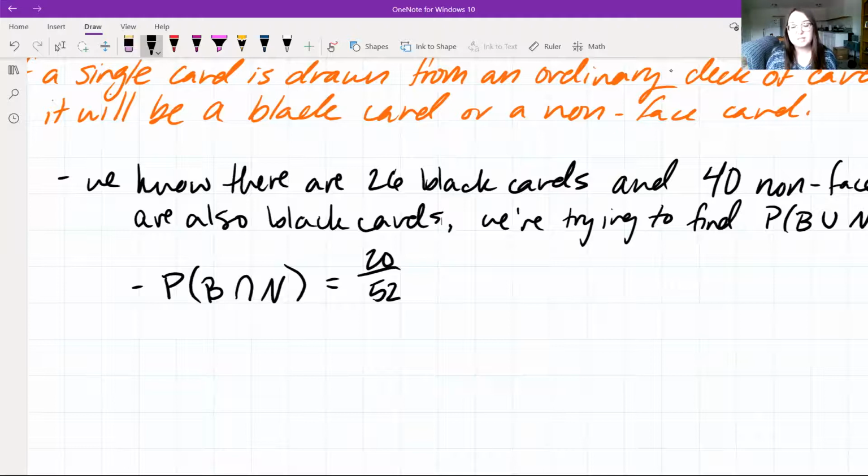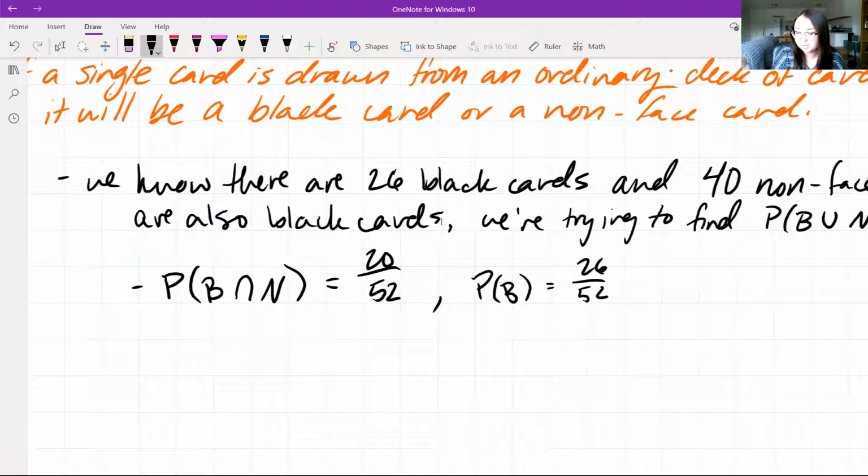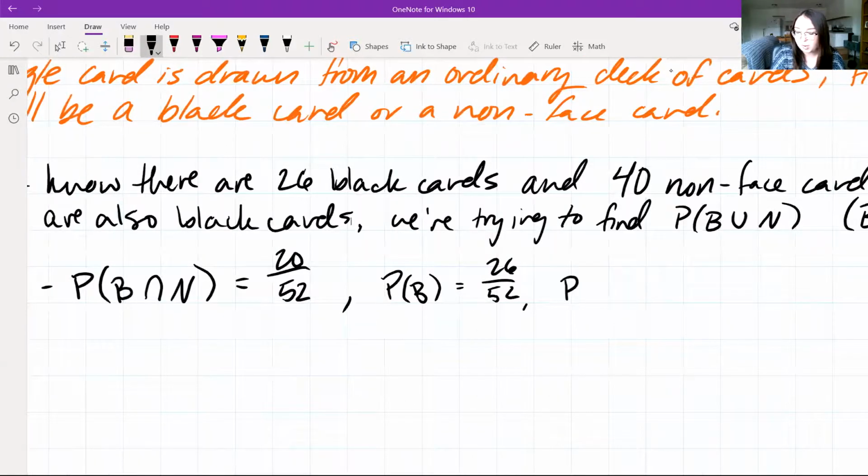Now we could definitely simplify this number, but we're going to have a few other numbers that are going to be divided by 52, so we're just going to leave our fraction as this for right now. So we know that there are 20 cards that are both black cards and non-face cards. Now I want to find the probability of a black card, which is 26 divided by 52. And the probability of a non-face card is 40 divided by 52.